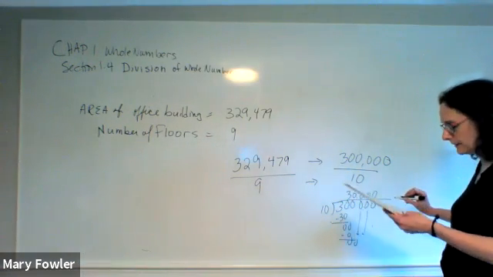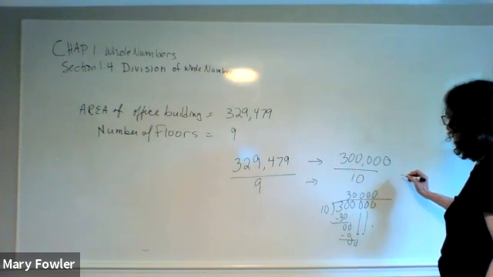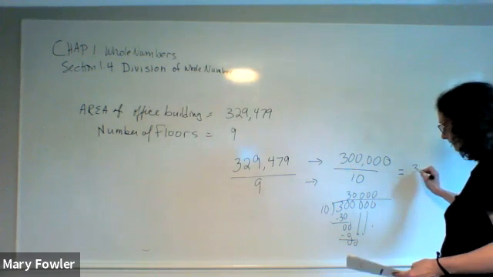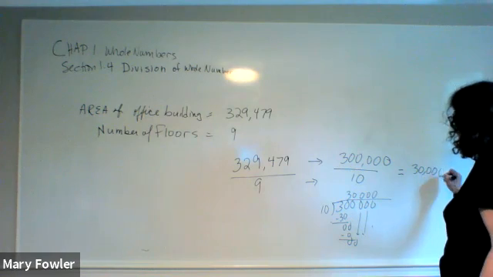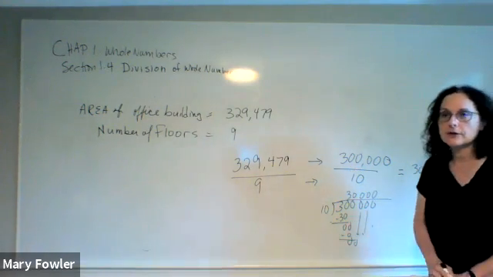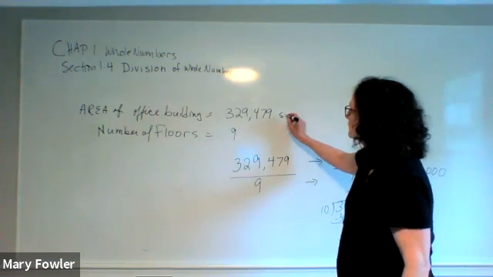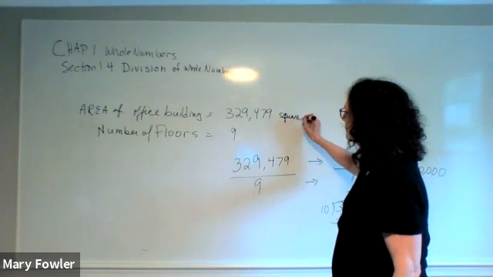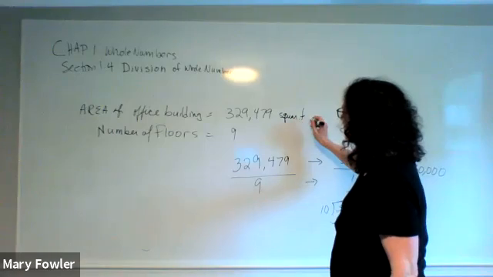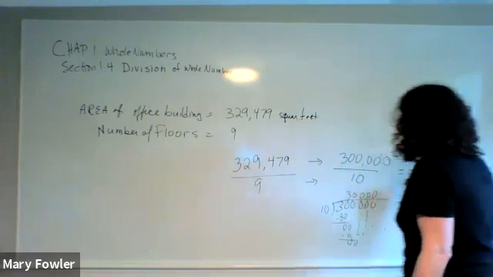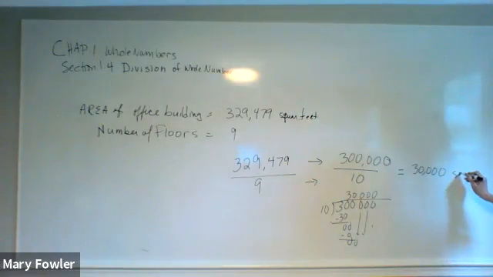So approximately 30,000 square feet. This was in square feet. So there's approximately 30,000 square feet per floor.